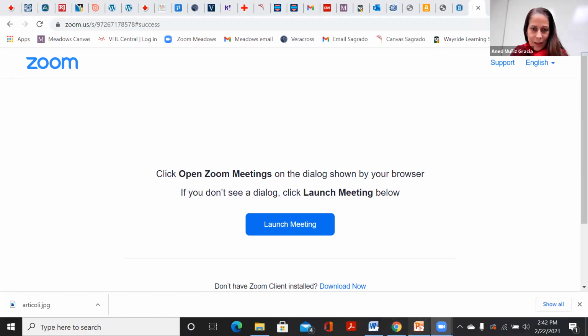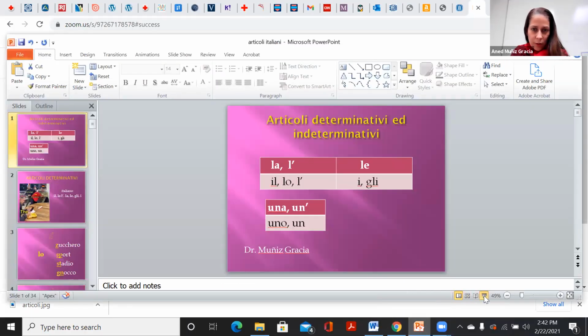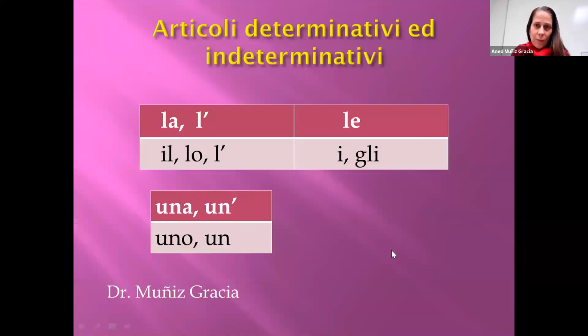Let me share my screen. Se voi vedete, cominciamo. Ok. Articoli determinativi ed indeterminativi. So these articles are the same as the or a, right? Determinativi are these ones here. And indeterminativi, a or an, sono questi qua, sotto.